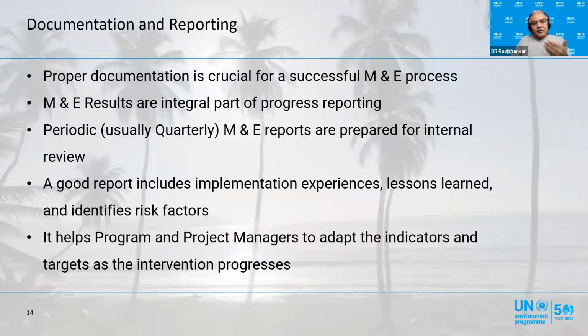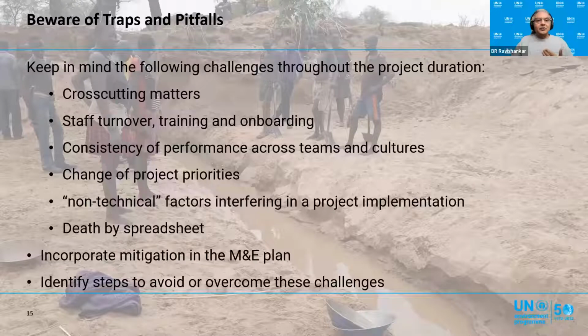Often there is a periodic progress report, which is quarterly, perhaps, or once in 6 months, to be decided. And those reports help the project managers to do the internal review. And then the project managers can adapt the indicators and targets as the intervention progresses, based on what we are seeing in the M&E.